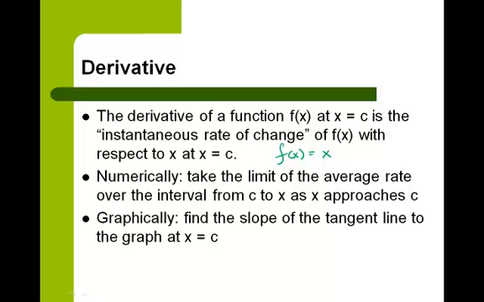Numerically, we can take the limit of the average rate over the interval from c to x as x approaches c, or graphically we can find the slope of the tangent line to the graph at x equals c. Again, numerically was when we found values closer and closer to c, and graphically is looking at a physically drawn line called the tangent line.